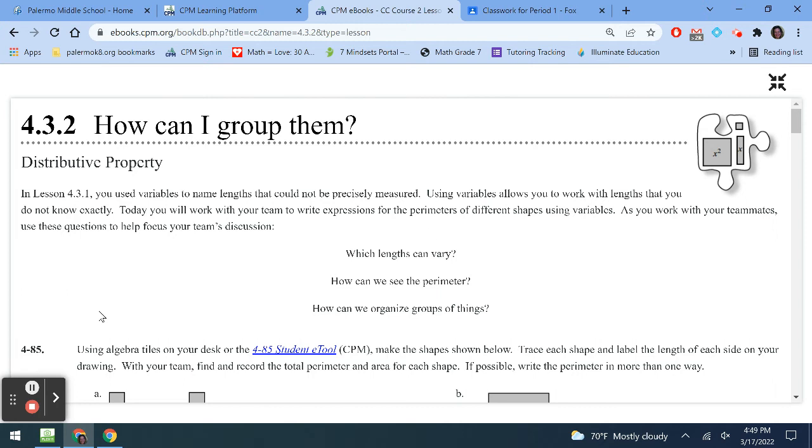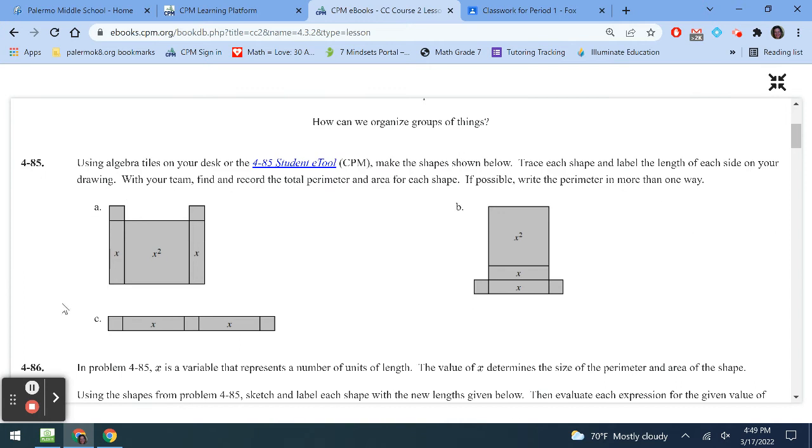So 4-85 says, using the algebra tiles on your desk or in the E-tool, make the shape shown below. Trace each shape, label the length on each side of your drawing. With your team, find and record the total perimeter and area of each shape. If possible, write the perimeter in more than one way.